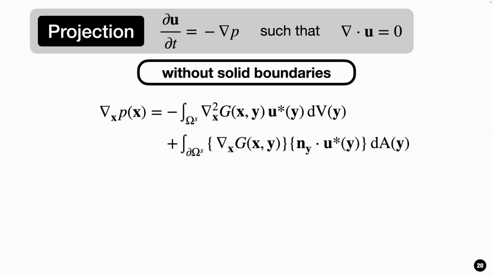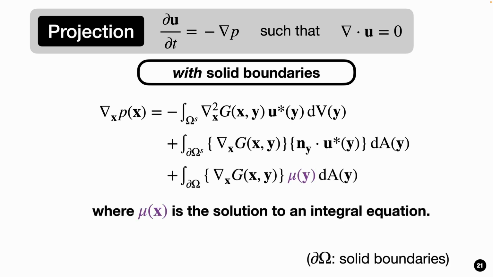So that's how we solve the projection step when we do not have solid boundaries. When we do have solid boundaries, we get an additional integral term in the estimate when we work out the math. This additional integral contains the function mu, which encodes the effects of solid boundaries. However, to compute the function mu, we need to solve an integral equation.